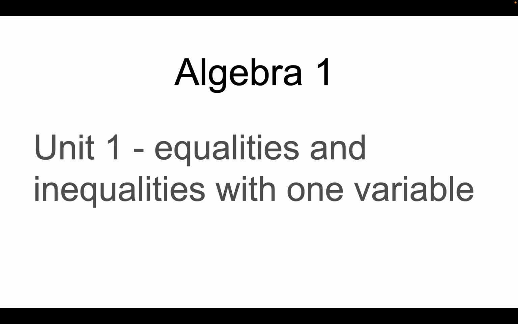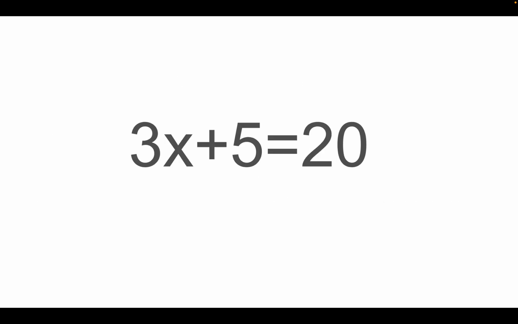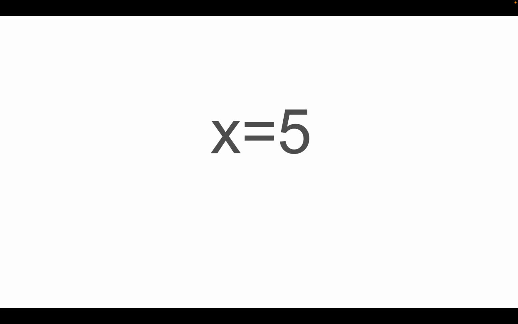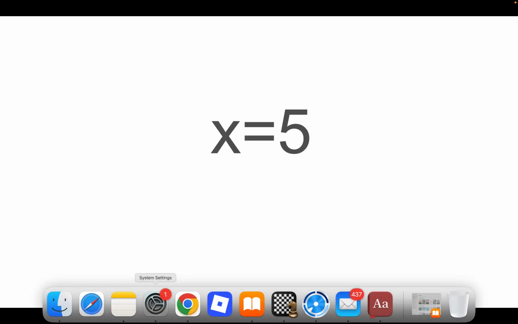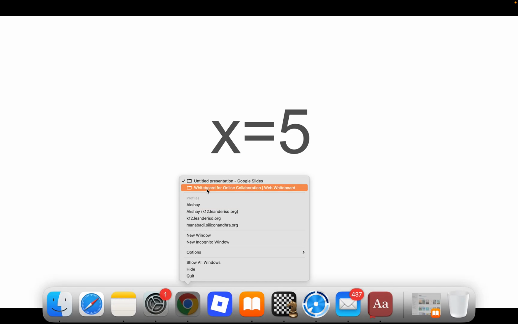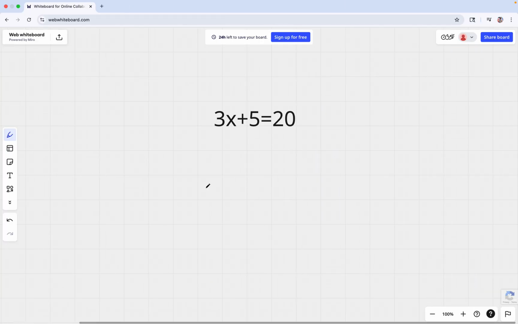Okay? So the first unit we're going to learn is equalities and inequalities with one variable. The problems in this unit will somewhat look like this: 3x plus 5 equals 20. It does look confusing at first, but if you really break it down and understand it, you'll eventually get an answer like this. You're probably wondering how we are going to get there. So that's what I'm going to show y'all today. I'm going to go to my whiteboard so it'll be easier for me to show you.